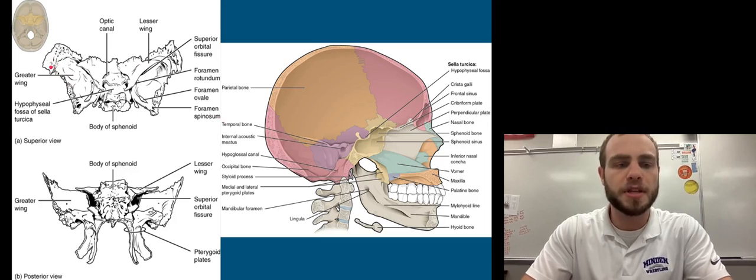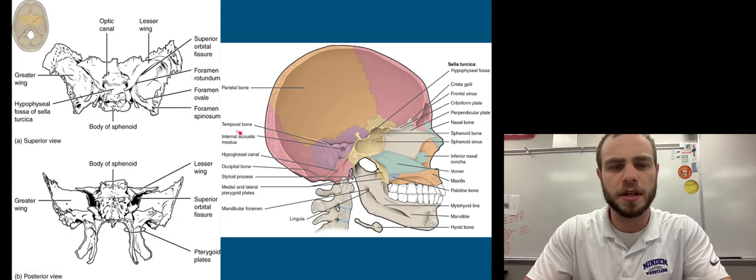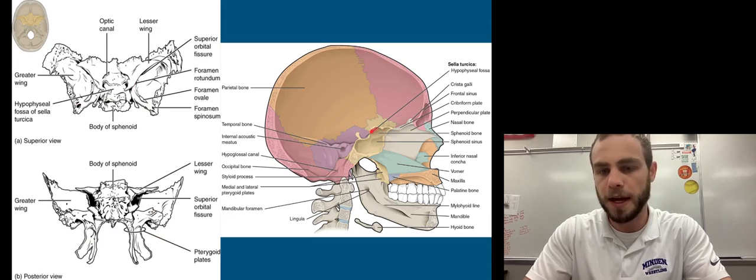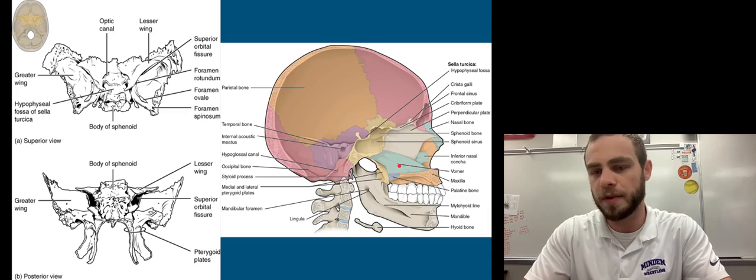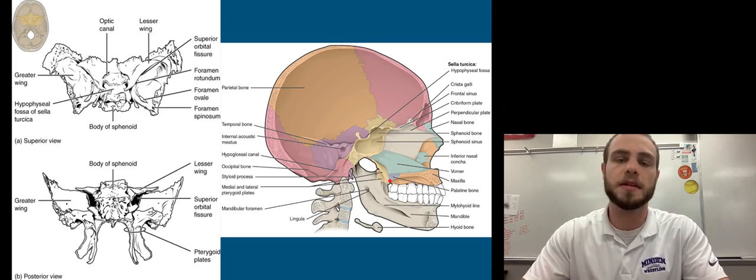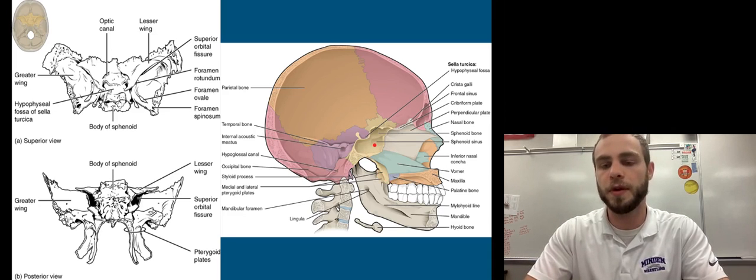Okay. But you can see the greater wings extending laterally here, very, very prominent. The pterygoid plates coming down here, supplying attachment for chewing muscles. We covered that. I'm trying to think if there's anything else I can see here. But you can see from this image how the occipital bone, the temporal bone, parietal bones, frontal bones, even coming up here to the vomer, and the medial and lateral pterygoid plates are all going to articulate with that sphenoid bone.